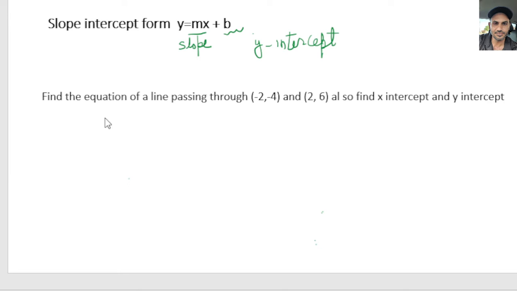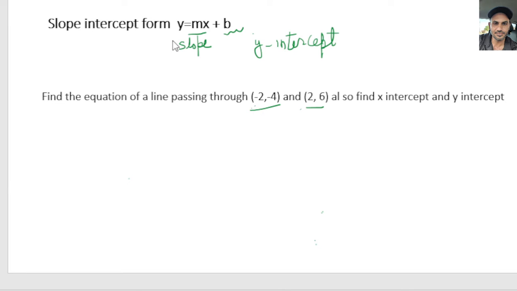So let's go into this example and see how this applies. We have to find the equation of a line passing through these 2 points right here. We have one point right here and the other point is right there. So we need to find the x-intercept and the y-intercept. So let's start with these 2 points.